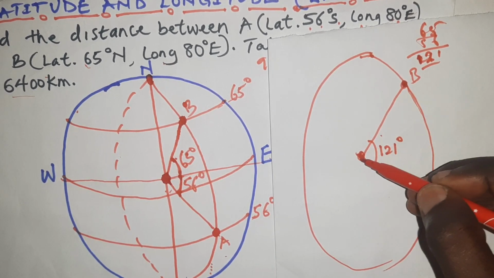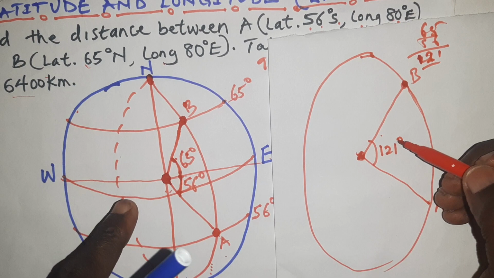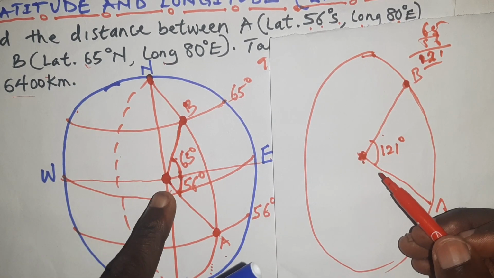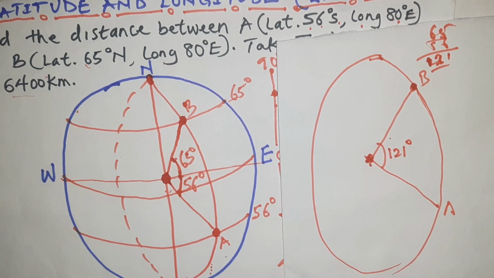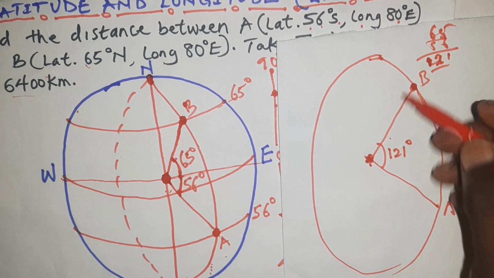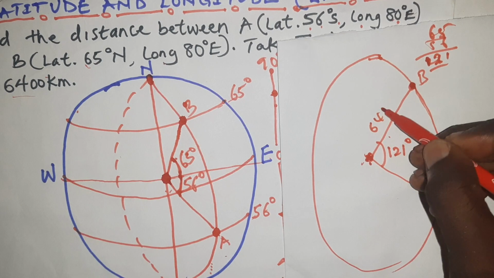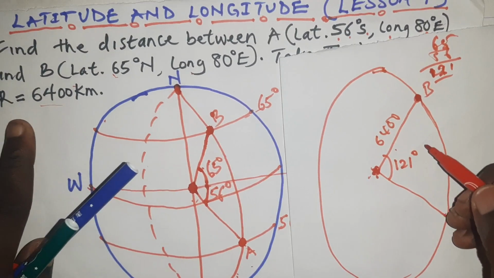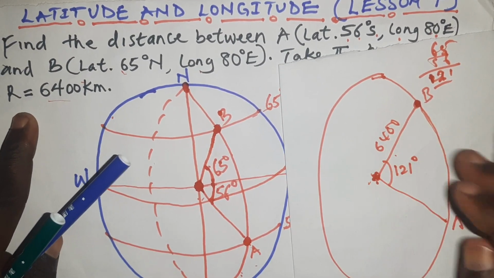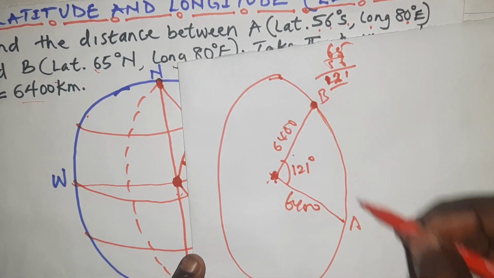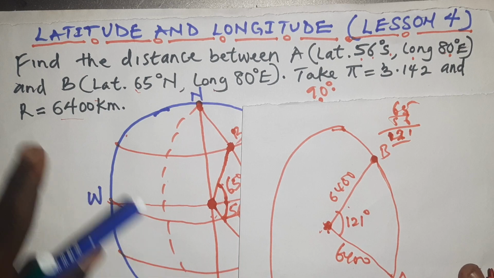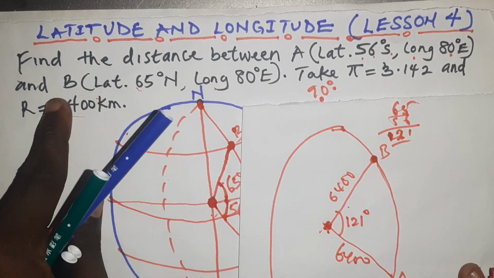And of course, from here to here is the radius. And remember, it shares the same center as the center of the sphere or the earth. It means it will have the same radius as the radius of the earth. So from here to here will be 6,400, just like the radius of the earth, big R. So this is also 6,400 kilometers. Then we can now find the length of this arc. That's exactly what they want us to get. They say find the distance between A and B.